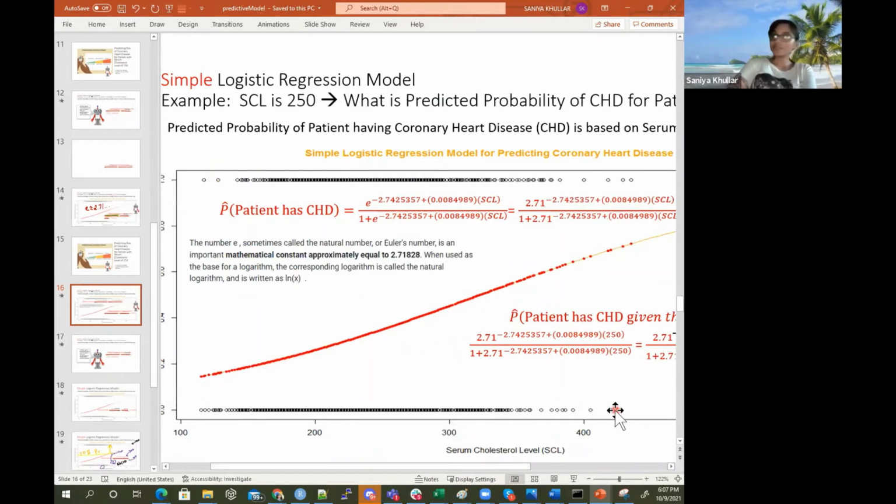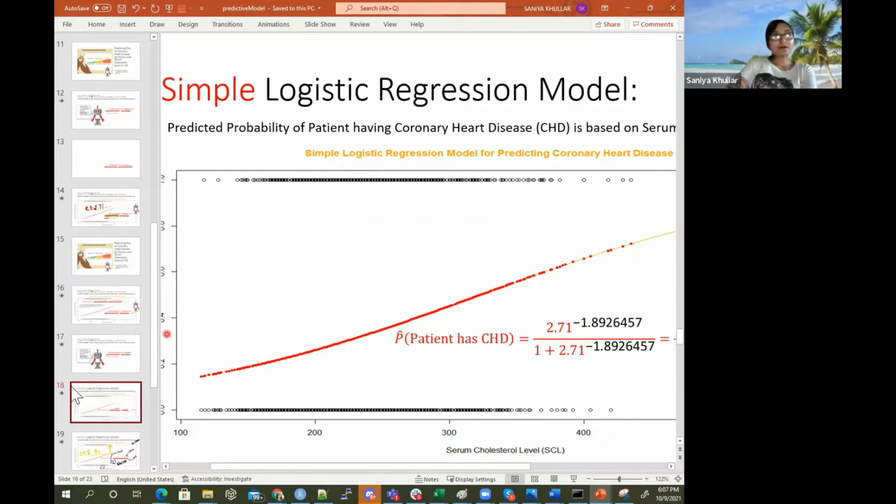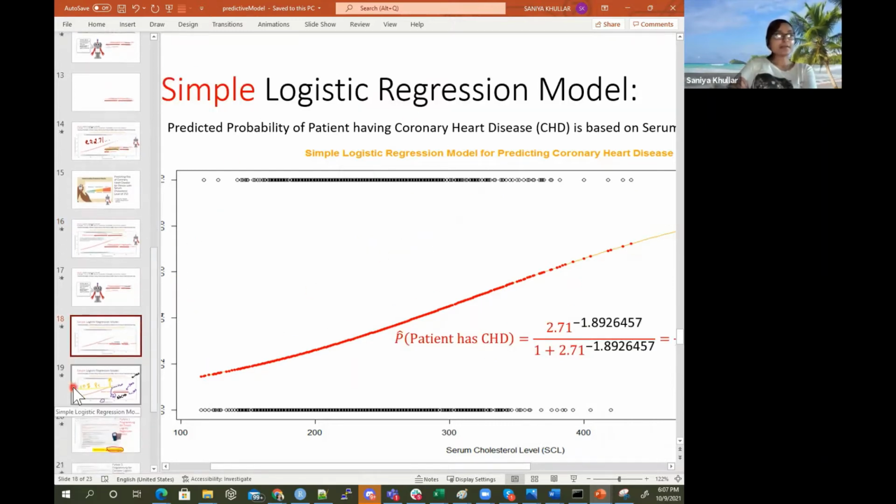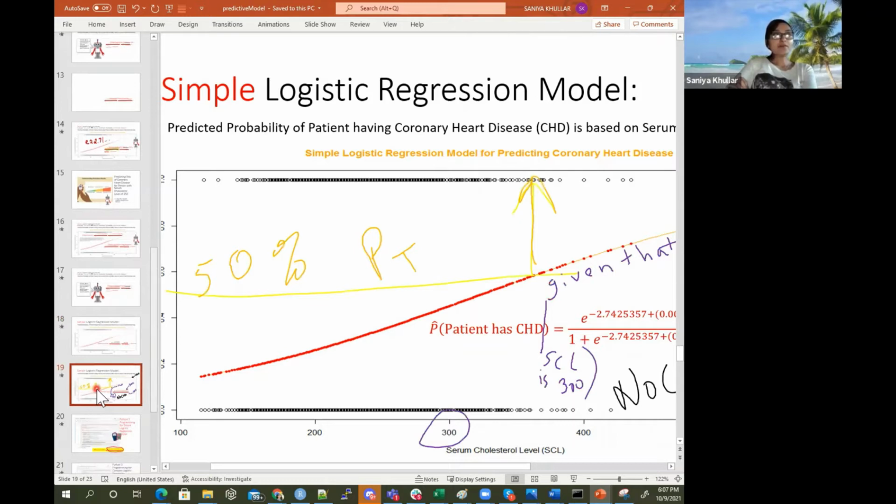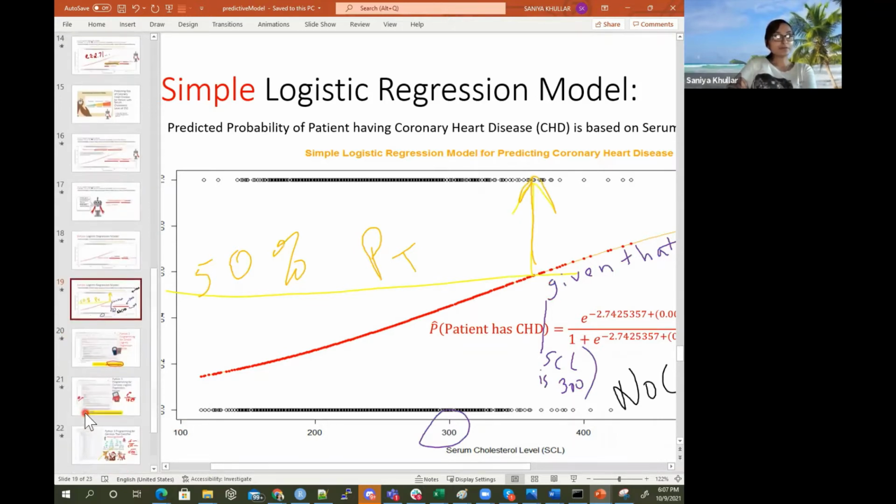Maybe this person happens to be a young female. Do you see that, females were found to have lower risk, and maybe the age as well is much younger? So this was a simple model, but I can also have a more complicated model too.